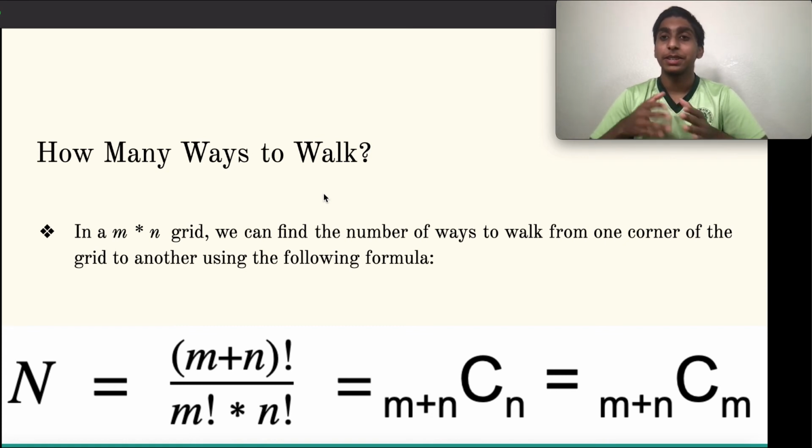M factorial times n factorial. Okay. So what I mean by that is you add your m and your n. So you add your dimensions of that grid, you find the factorial of that on the numerator.